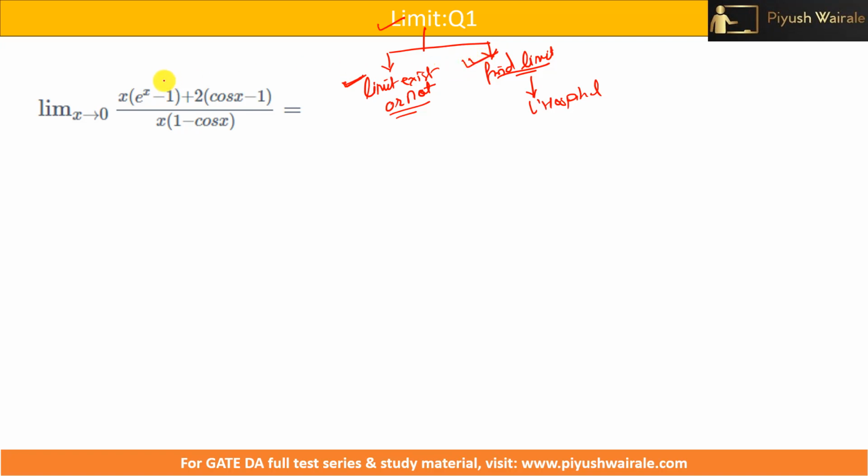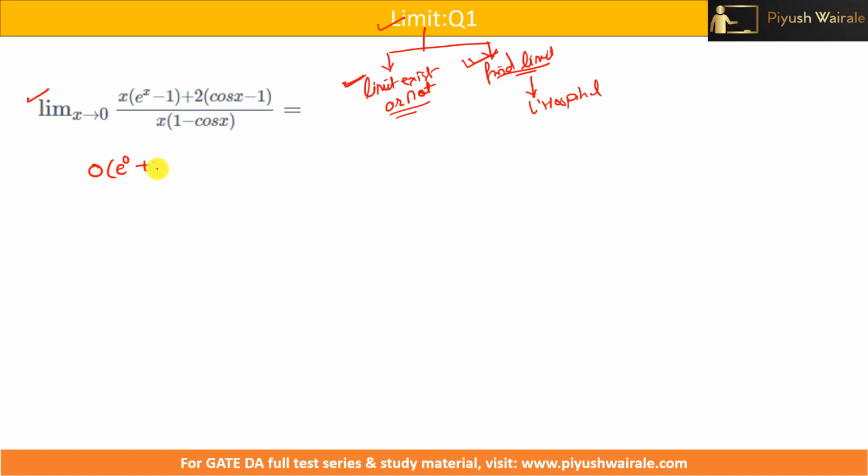Okay, now let's try to solve this particular question. The first thing we have to do is just try to put this value into this particular function. The limit x tends to 0 and this function is given to us. Just put 0 instead of x and see what we are getting. This step you have to follow for solving each and every question.